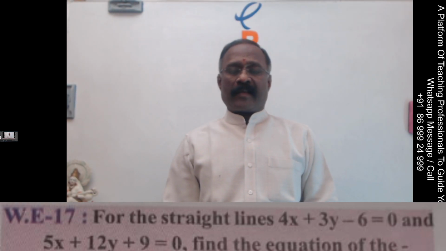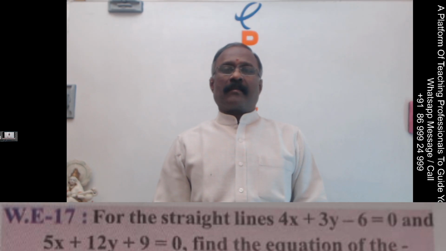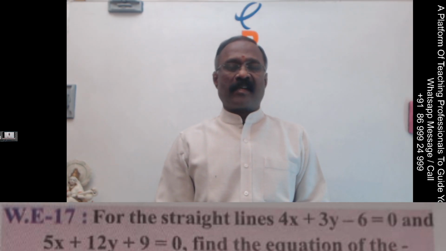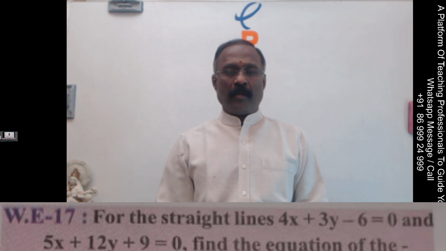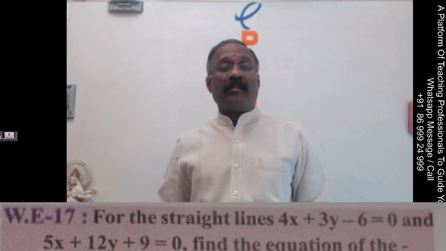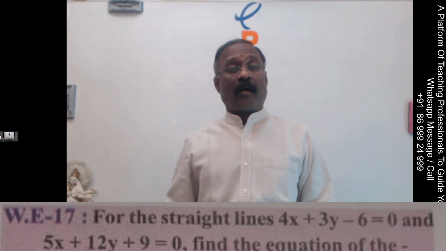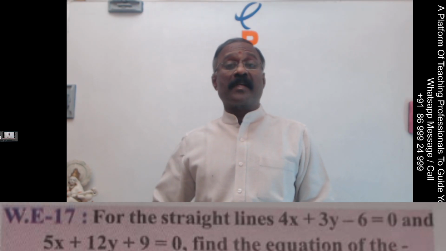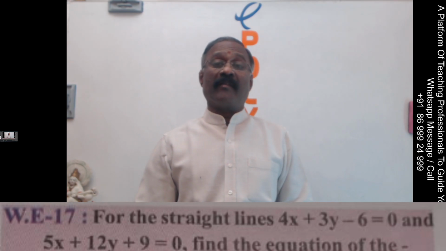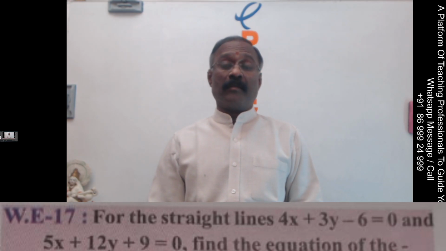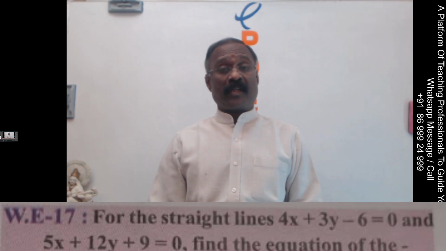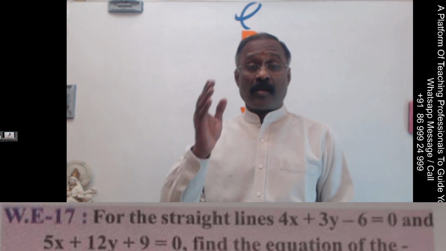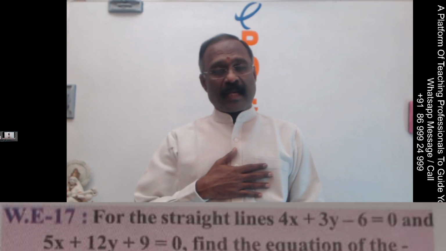Continuing from yesterday's class, we discussed angular bisectors. If two lines a1x plus b1y plus c1 equal to 0 and a2x plus b2y plus c2 equal to 0 are the given lines, then the angular bisectors are given by (a1x plus b1y plus c1) divided by root over a1 square plus b1 square is equal to plus or minus (a2x plus b2y plus c2) divided by root over a2 square plus b2 square. This is what we derived in yesterday's class.